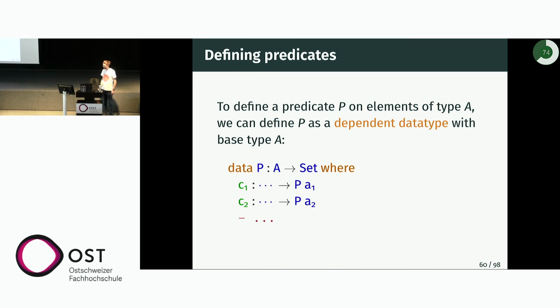Okay. So in general, defining a predicate in Agda looks a bit like this. We define a data type that takes something of the base type as an index, and then each of the constructors expresses the different ways to prove that this predicate is satisfied.